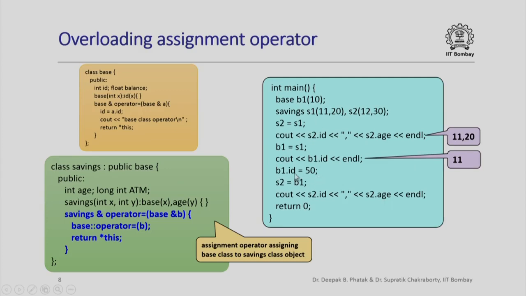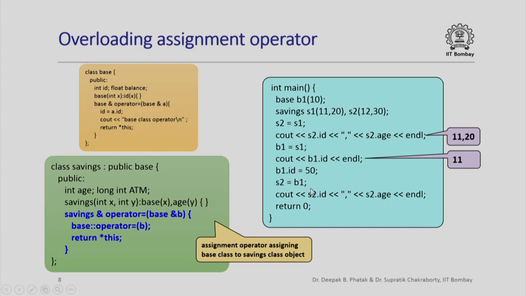What happens here? B1.id is assigned 50. So this is of course directly assigning a data member of the object B1 to a constant. When I now do S2 is assigned B1, this is the interesting part. This is an object of the base class being assigned to an object of the derived class. By default this is not going to be allowed, because an object of the base class cannot be treated like an object of the derived class. But note what we have done here. We have actually redefined the assignment operator in the derived class such that it can take an object of the base class on the right hand side.